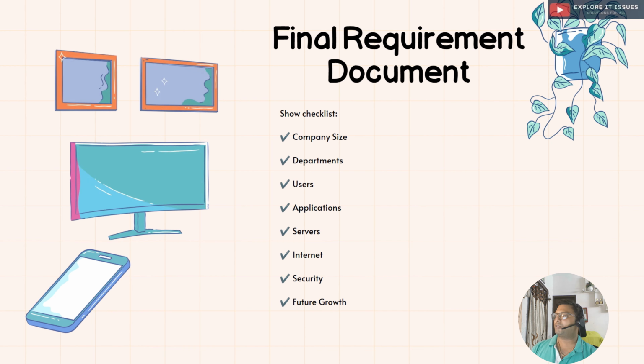The final requirement document: we need to create a checklist covering company size, departments, users, applications, servers, internet, security, and future growth. Of course we need to gather the future growth as well. Now the company has 120 users, but expansion is definitely coming, so we need to plan for 200 users. Now we finally understand what needs to be built. In the next episode we will convert these requirements into a professional logical network diagram.